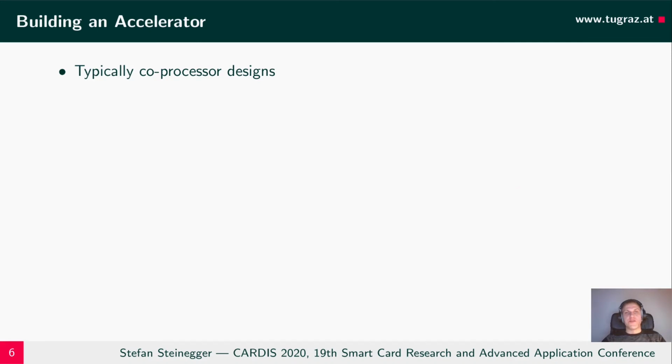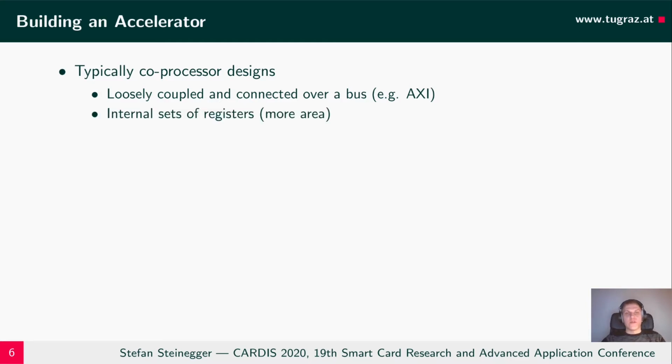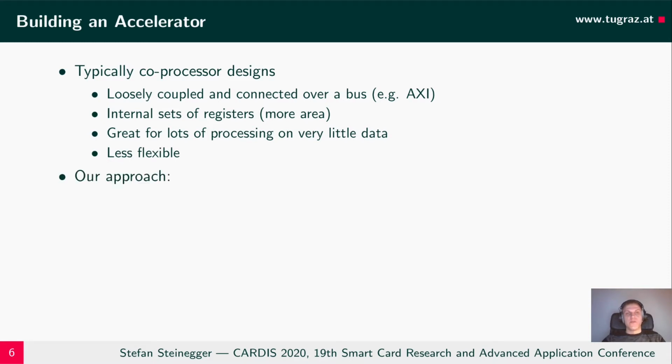And typically you would do that with a coprocessor design, and that means that the coprocessor is only loosely coupled and connected over a bus, for instance an AXI bus, but that would also require to have internal sets of registers, and that would increase the overall area consumption of the chip. However, coprocessors are great if there's a lot of processing performed on a little amount of data, but they're also less flexible. So we chose a different approach. We wanted to reuse parts of the register file and implement only the combinational logic of the Ascon-p permutation.